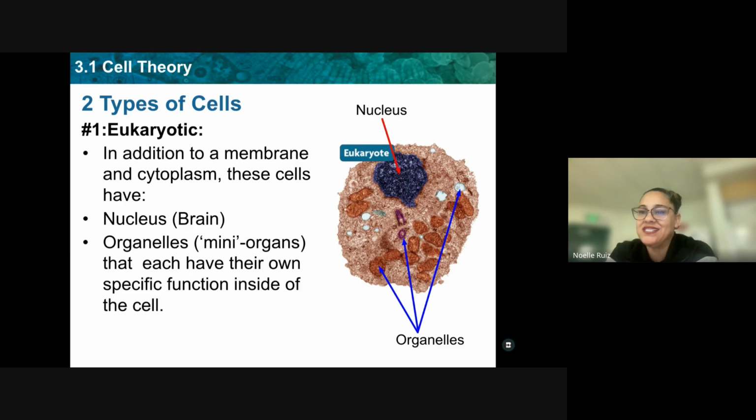But it also has organelles. These are little mini organs that each have their own specific function inside of the cell. So just like we have our organs, we have our heart, our stomach, our lungs, our liver. They each have their own function inside of us as a whole. Our individual cells have their own little mini organs called organelles, and they each have their own specific function within the cell. So we will go through each and every one of those next week. Just know that eukaryotic cells have a nucleus and also have all the organelles.